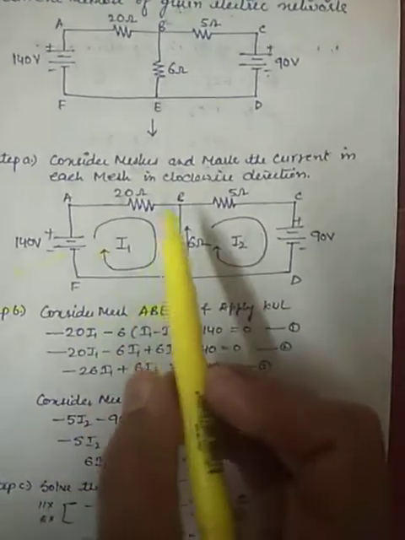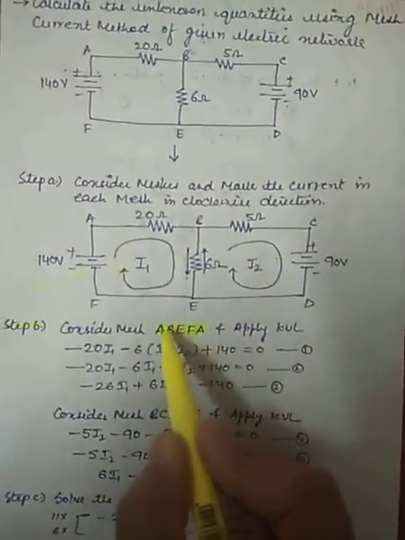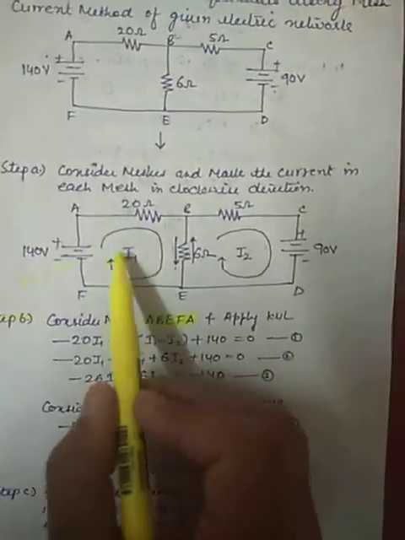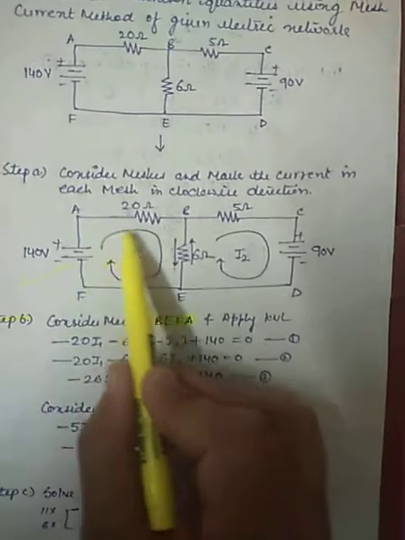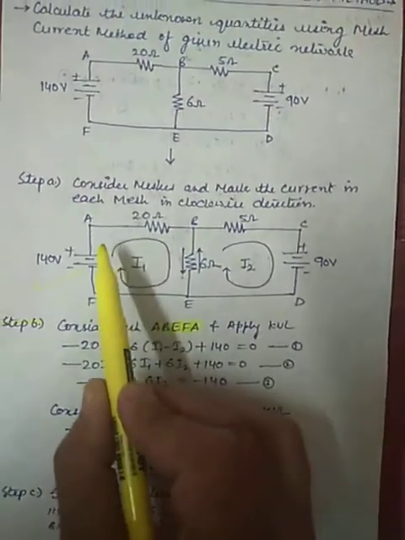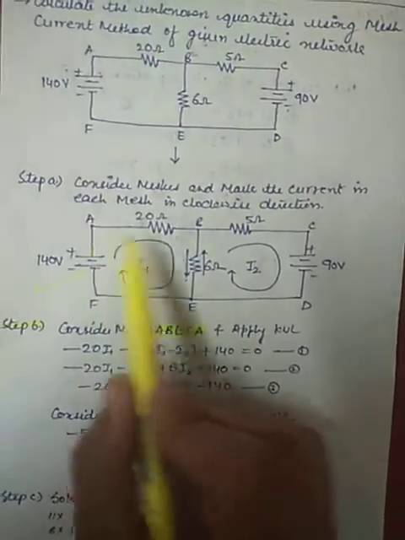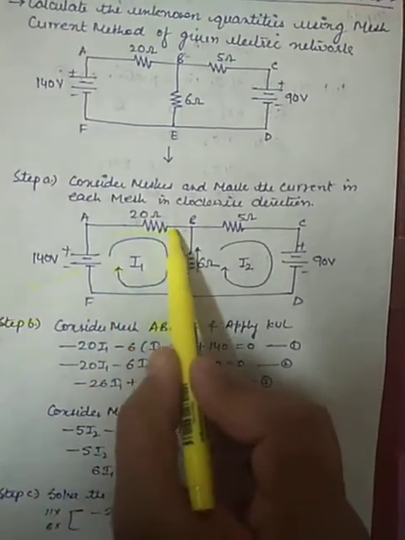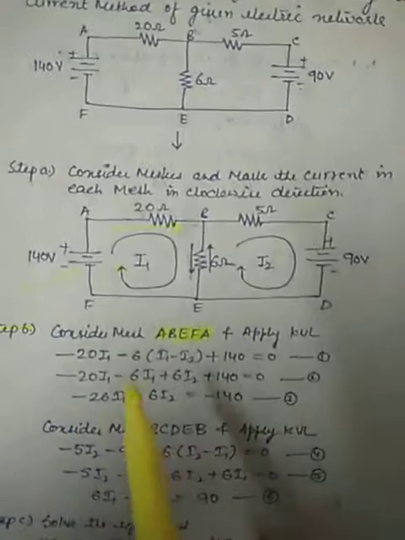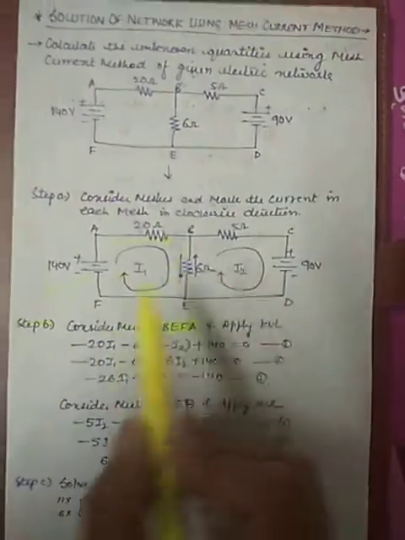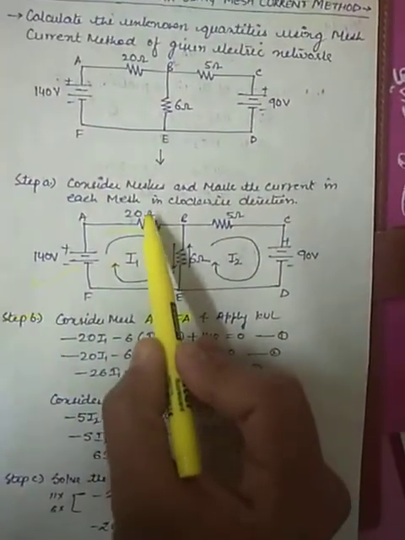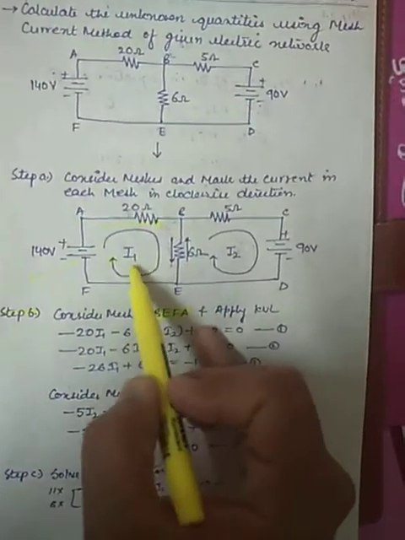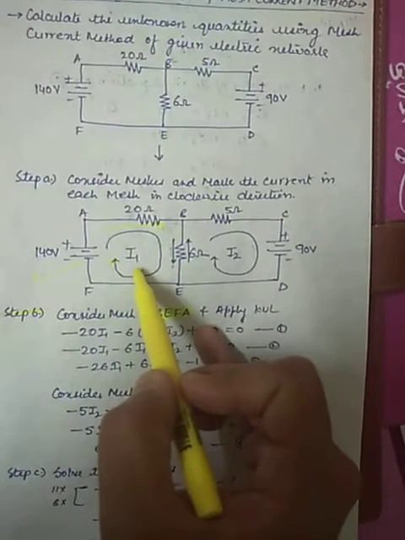Firstly we will consider the A, B, E, F, A mesh. If we are tracing from A to B, we see the direction of current is also in the same direction, then we will take the negative sign. So minus value of resistance into current. Here the value of resistance is 20 ohm and current is I1, so minus 20 into I1.